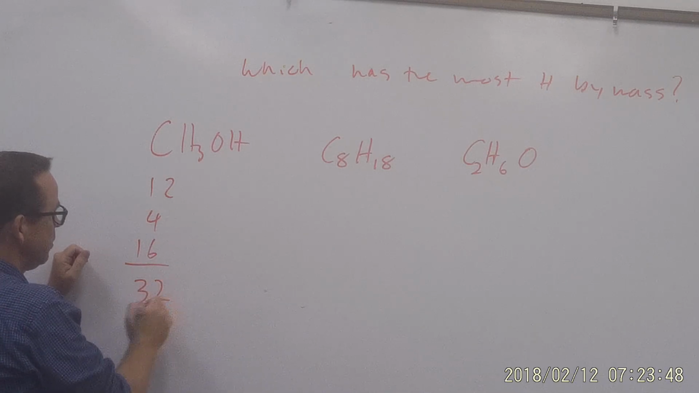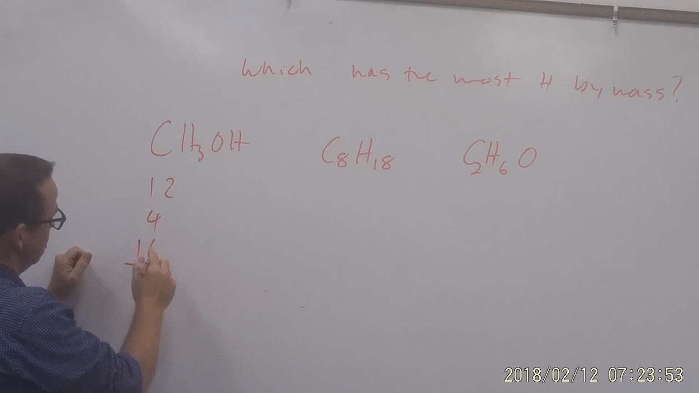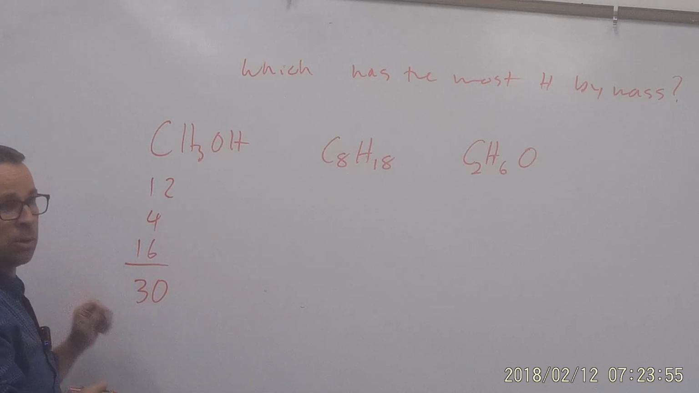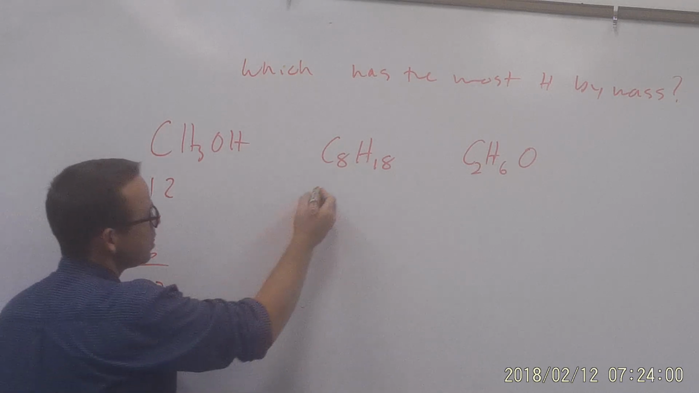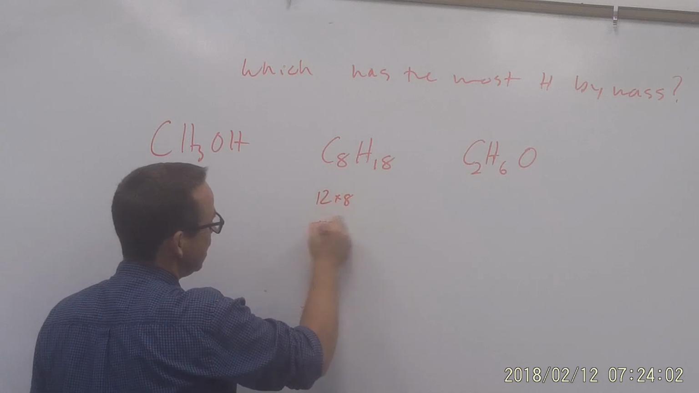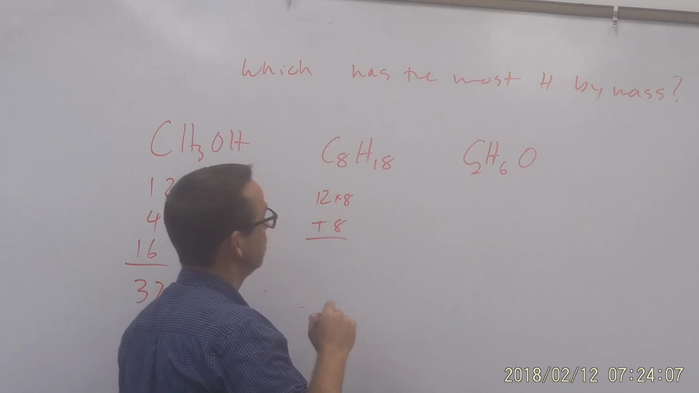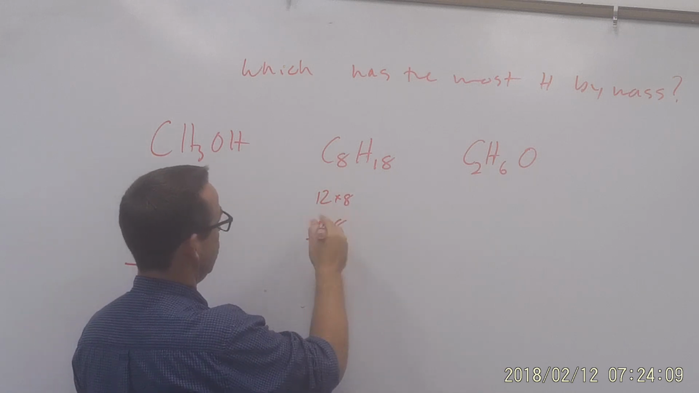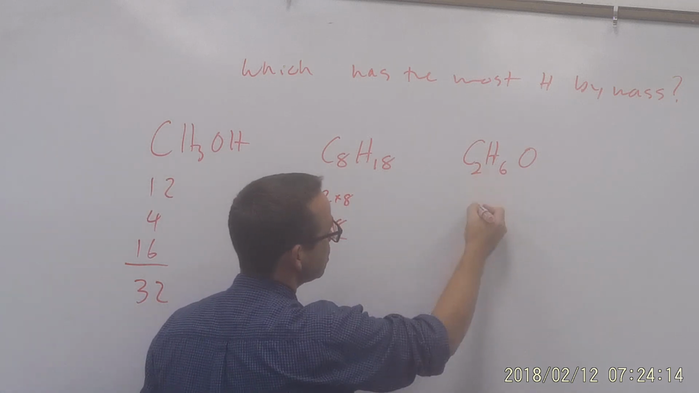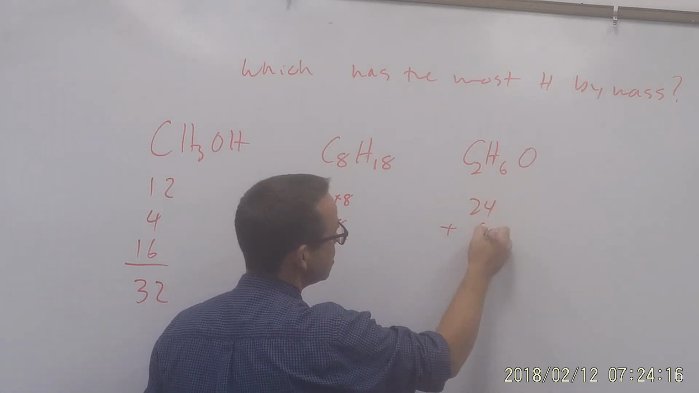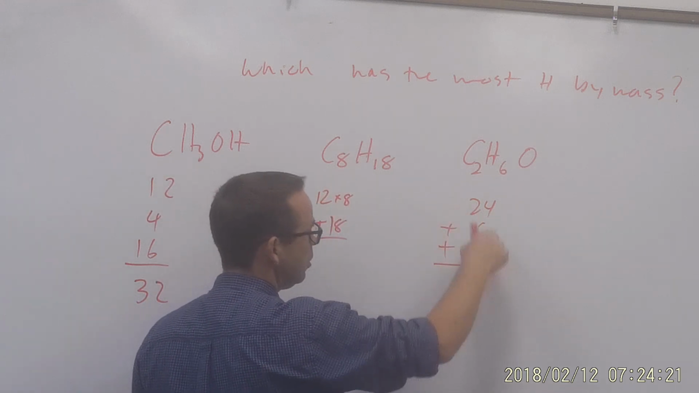Is that 32? 32 plus 4. Okay. This one is 12 times 8 plus 18. This one here is 24 plus 6 plus 16, which is 46.